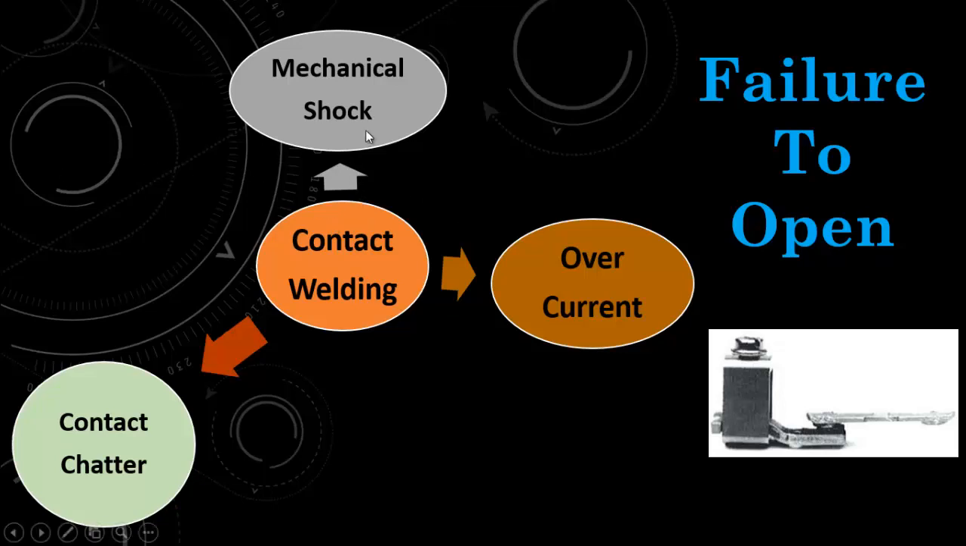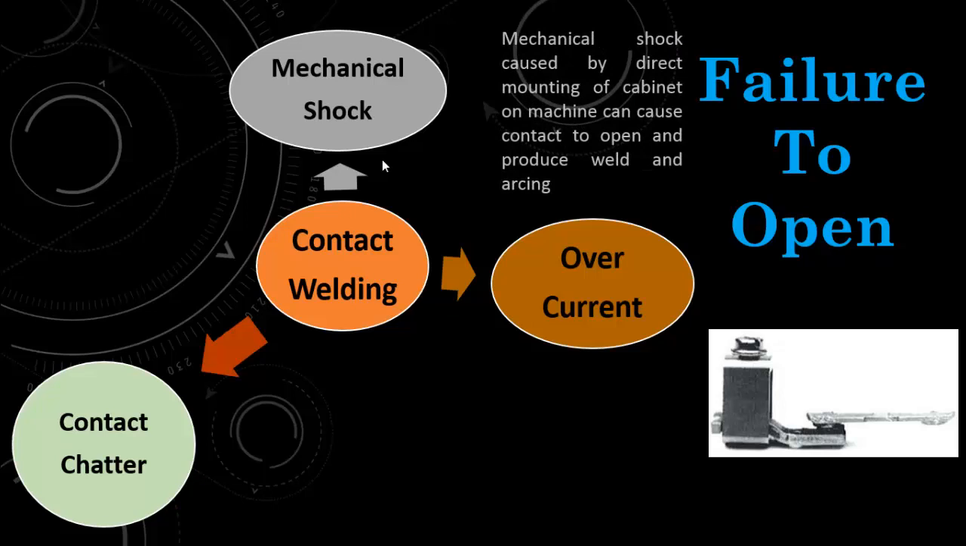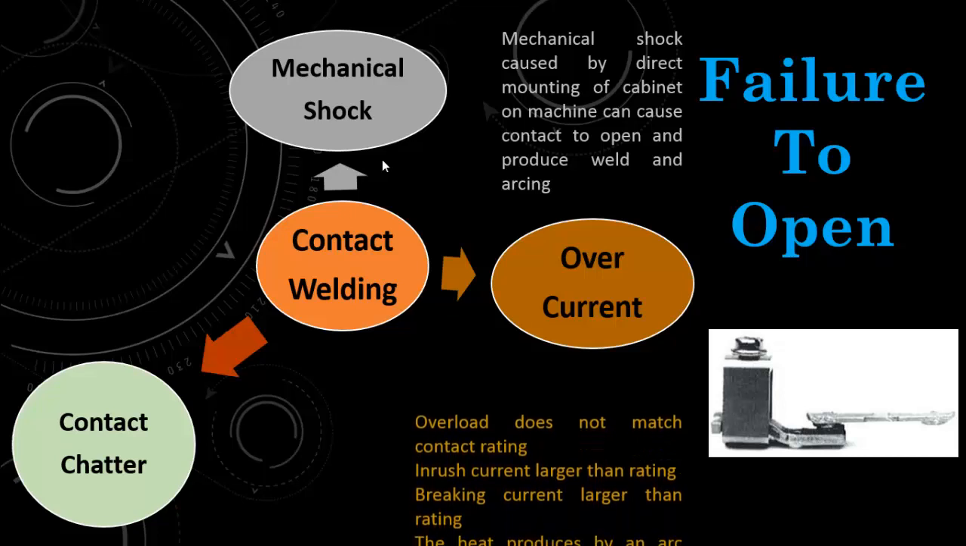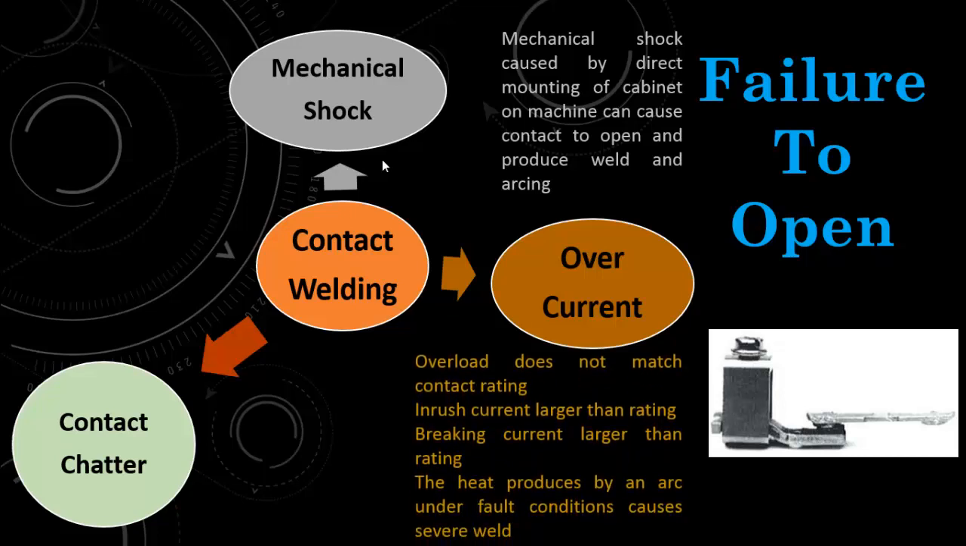There are several reasons for this contact welding. The first one is mechanical shock. Mechanical shock can cause the contacts to open and produce arcing and a weld. Control cabinets mounted directly on a machine may be one of the causes of mechanical shock. Also, a large contactor mounted next to a small one may transfer sufficient shock to open the contacts of the small unit.